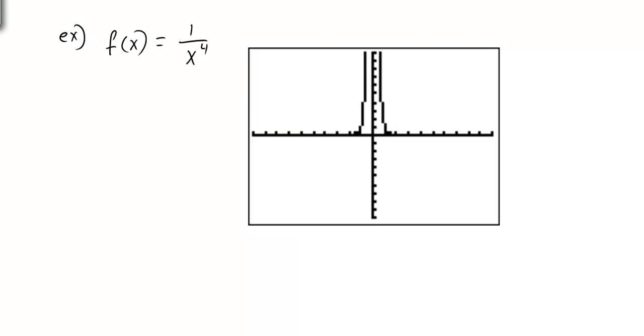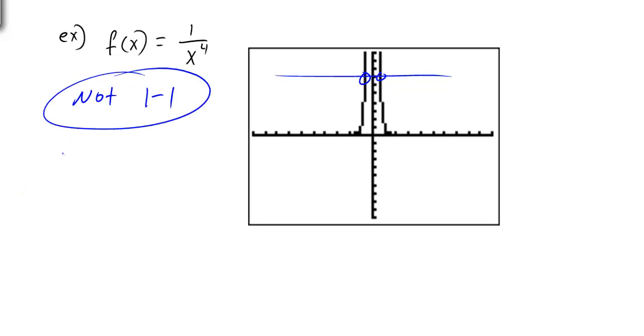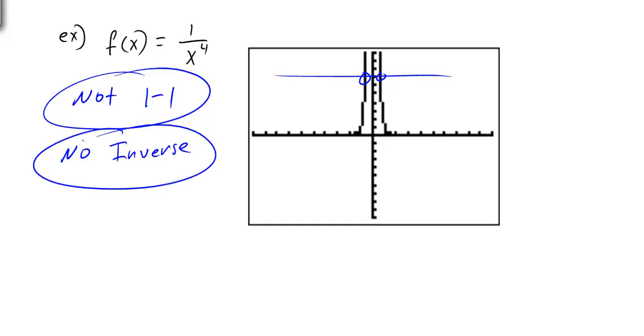Well, for this example, if we draw a horizontal line here, it's going to cross the graph here and here. So it's crossing the graph in two places. So therefore, this is not a one-to-one function. So therefore, there is no inverse. So in this case, we're not able to find the inverse because it is not one-to-one.